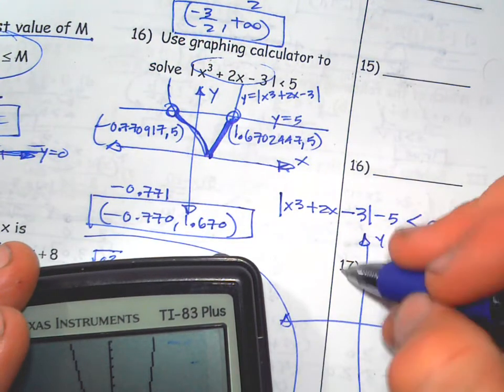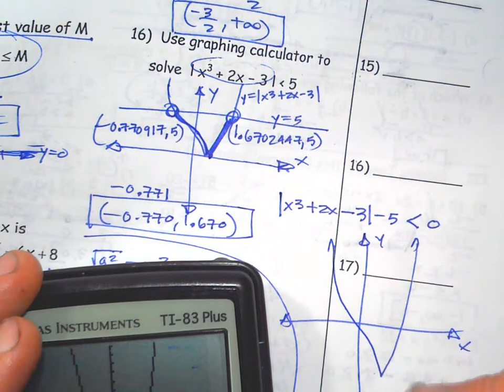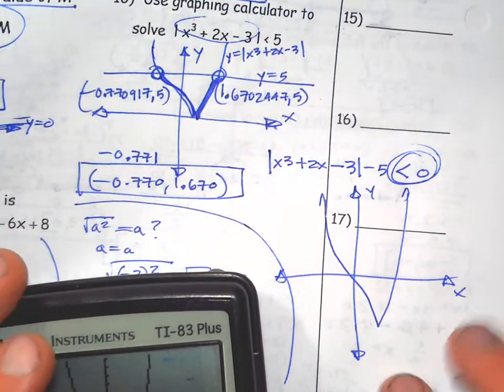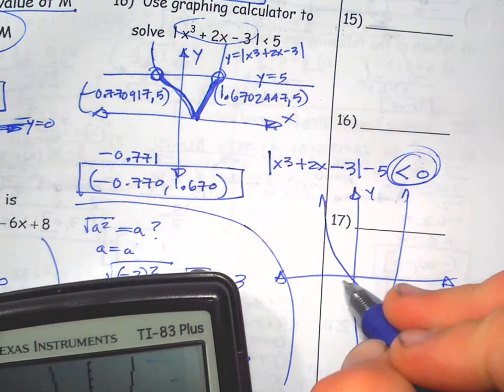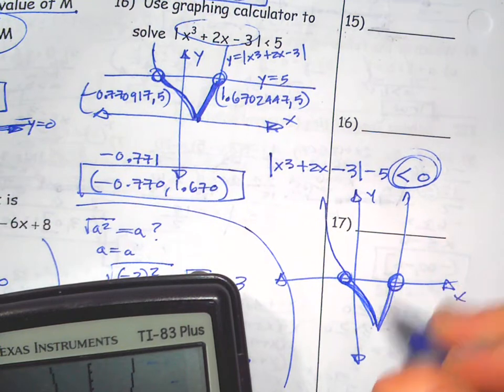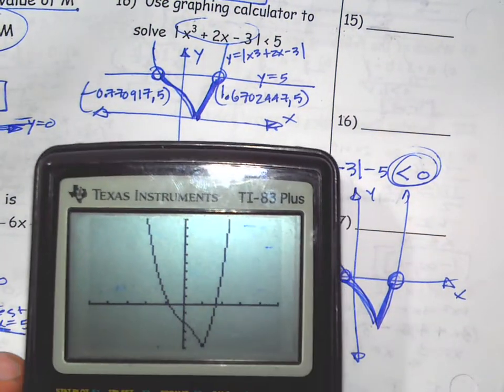and say, okay, well, it kind of goes like this. And essentially now you're saying, where is it below? Where is it negative? Where is it below the x-axis? And that's going to be here to here. It's this chunk of the graph. So then instead of finding intersections, you're finding x-intercepts.